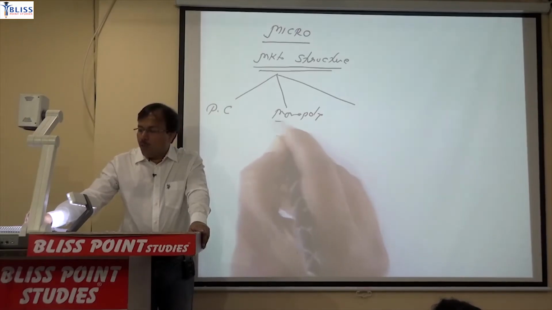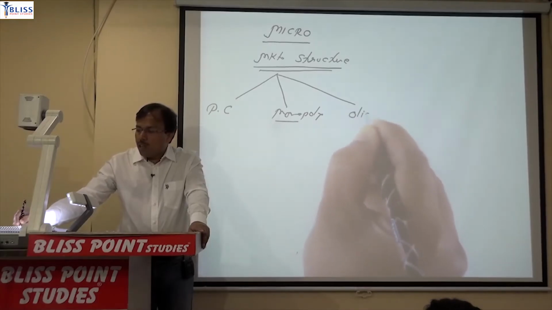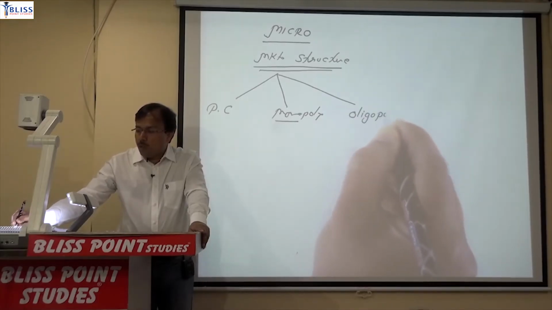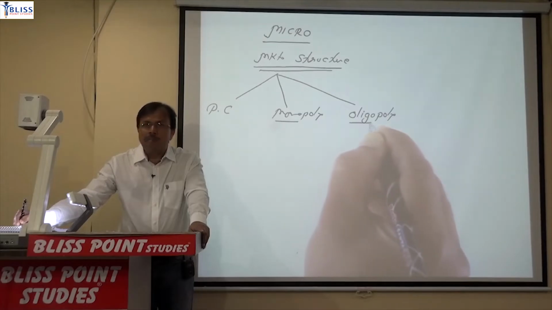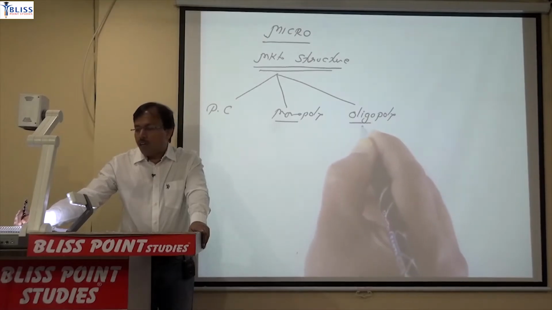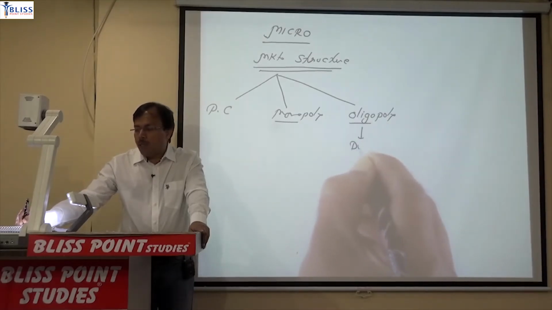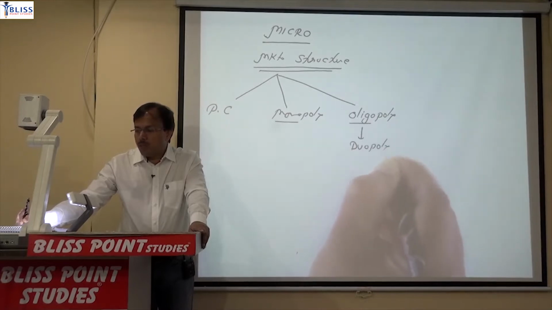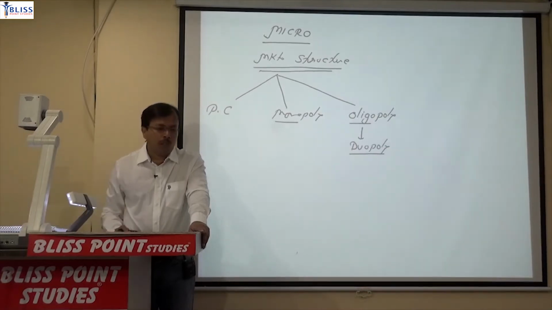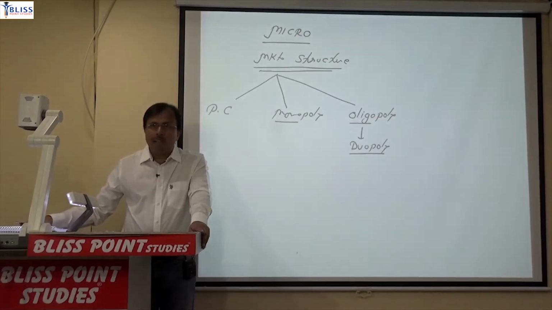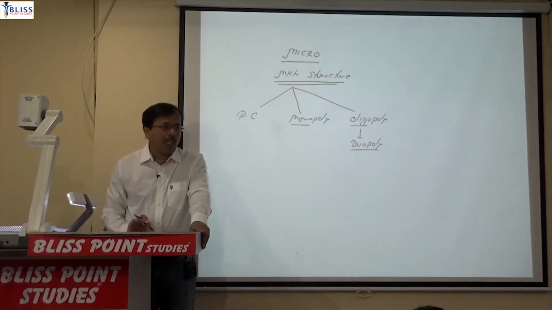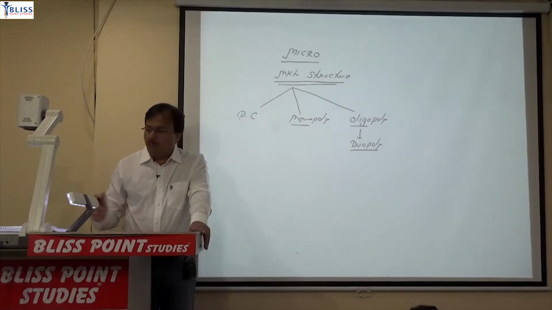So mono is one, oligo means few. So oligopoly is characterized by few sellers. Duopoly will be part of oligopoly. So duopoly is always part of oligopoly. If there is more than one but not large in number, then it is an oligopoly market. With exactly two, the nature of the market is duopoly.